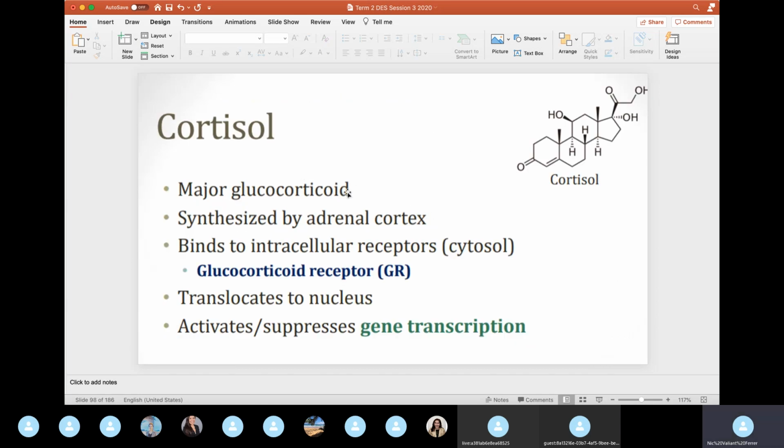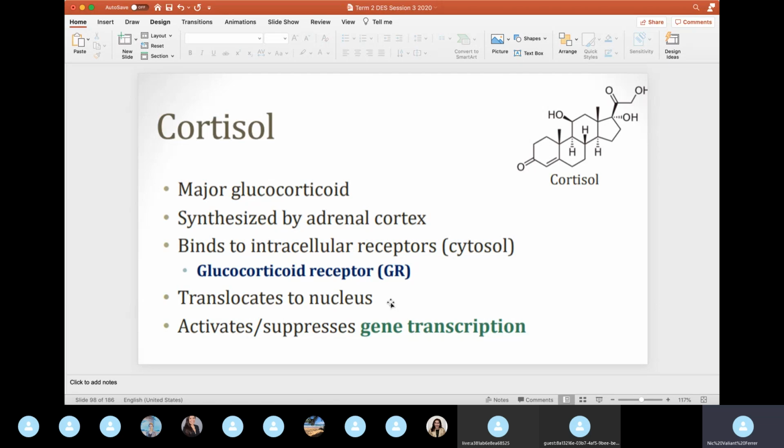How about cortisol? Cortisol, a glucocorticoid, is synthesized by your adrenal cortex. This hormone translocates to the nucleus. Why can cortisol translocate to the nucleus? Is it like a steroid hormone? Hydrophilic, hydrophobic? Lipophilic. Excellent. So it just traverses your cell membrane, your phospholipid bilayer. It just enters the cell.